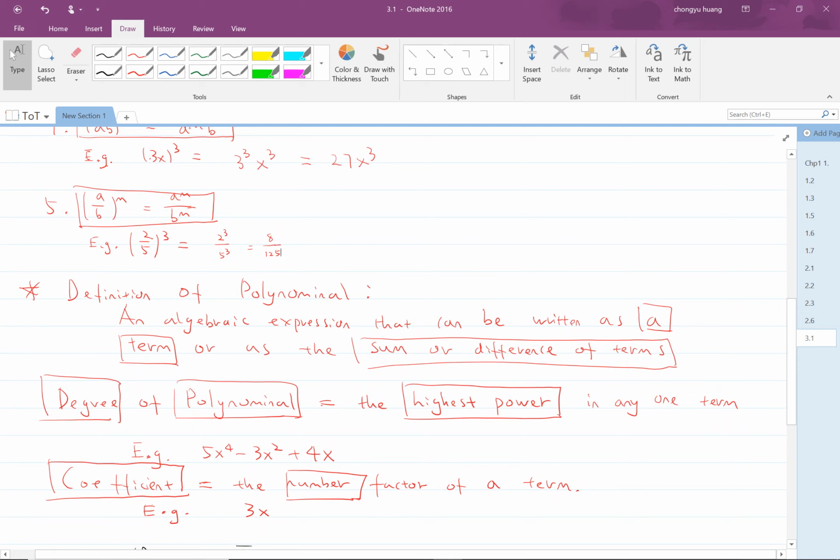So the definition of a polynomial is an algebraic expression that can be written as a term, or as the sum or difference of terms. Those are the keywords, and those are the really important details. You need to know it. So it can be just a term, or it can be the sum or difference of terms, so more than one term.